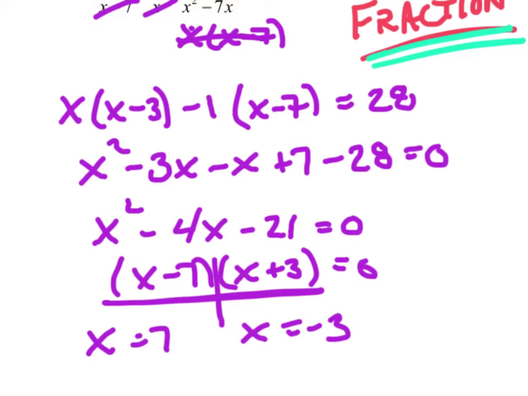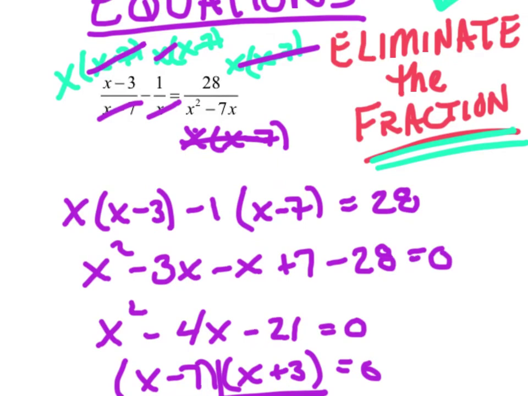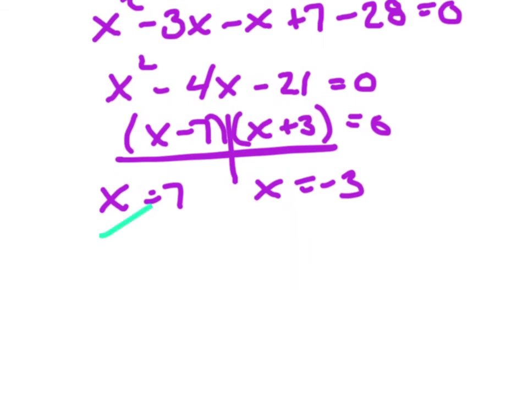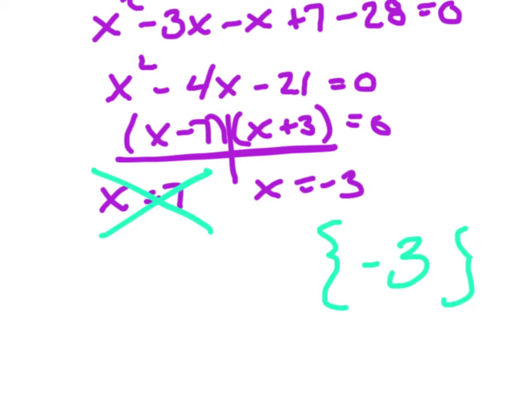Now don't forget you've got to check, and by checking we're saying what can x not be? Well, if you look at your denominators here, you can't get a 7 or a 0. So as long as you didn't get one of those, we're going to keep it, but I did get a 7, so I'll have to reject that answer, and I'm only going to go with negative 3.